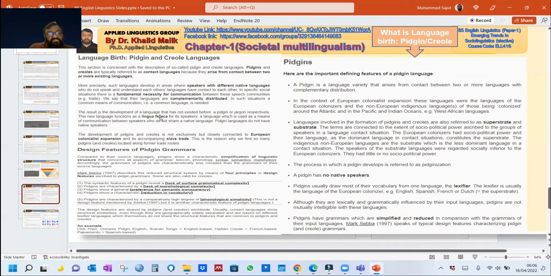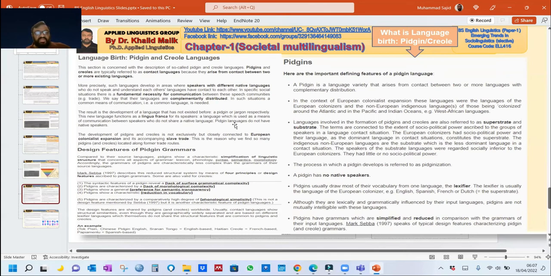The result is the development of a language that has not existed before, a pidgin or jargon respectively. This new language functions as a lingua franca. Now, the second name for a pidgin language is a newly created lingua franca. English is now spoken as a lingua franca all around the world. That's why the Indian accent is different, the Pakistani accent is different, the Spanish accent of English is different, the Arabic accent is different, because it is used as a lingua franca.